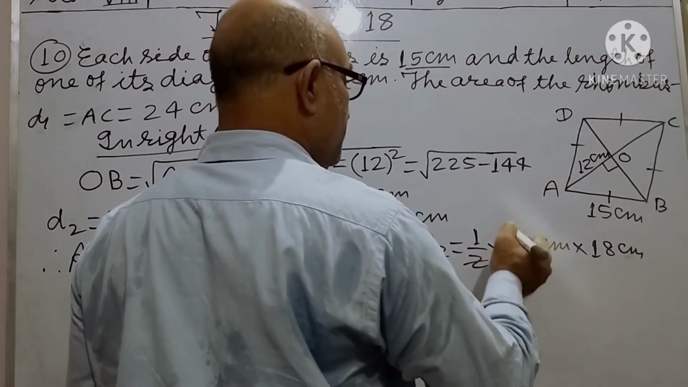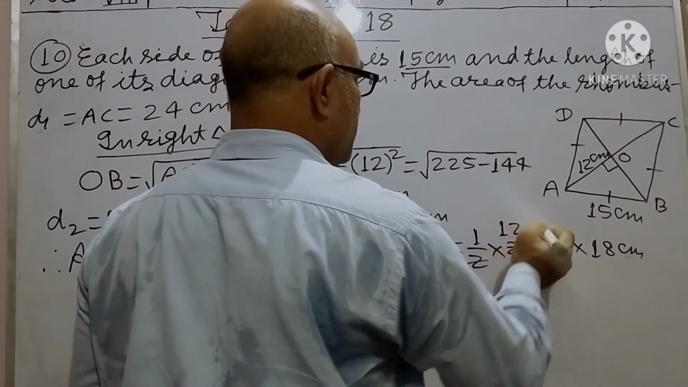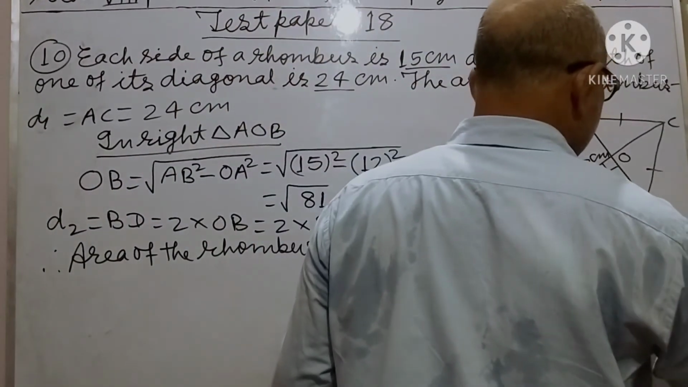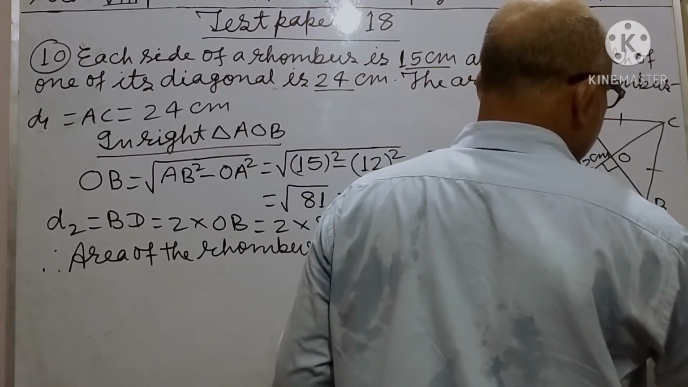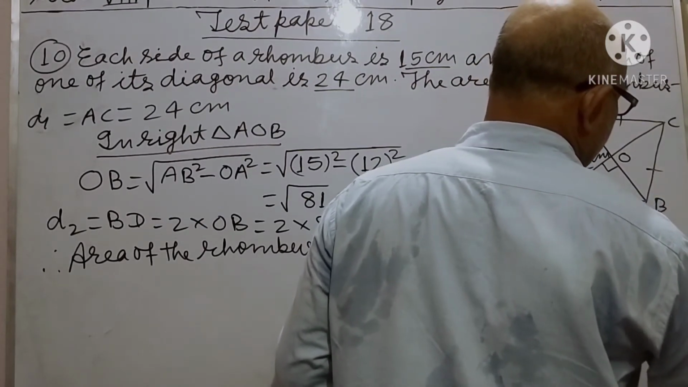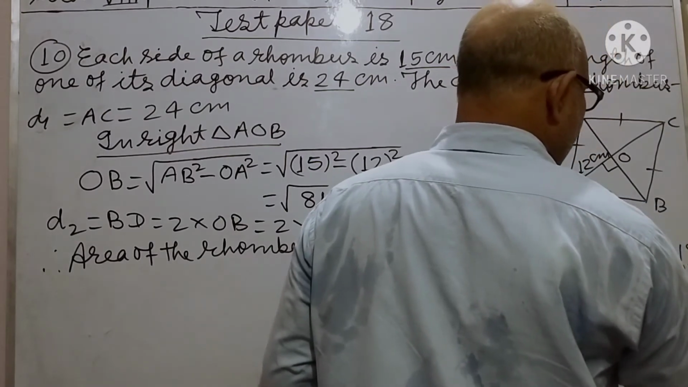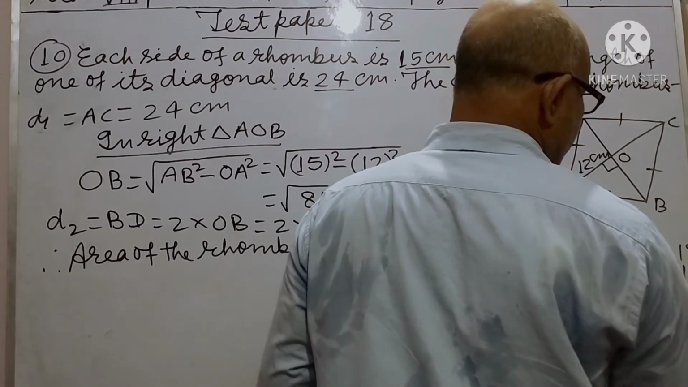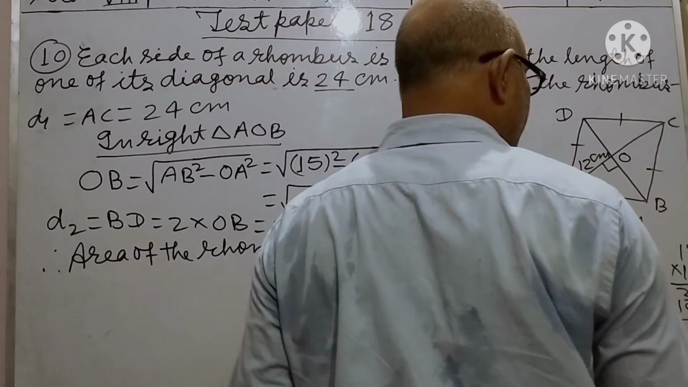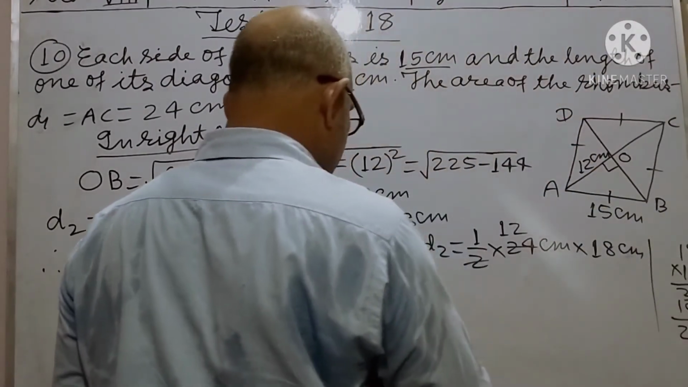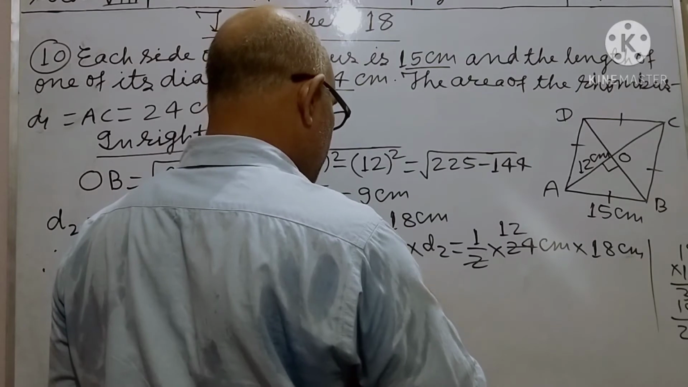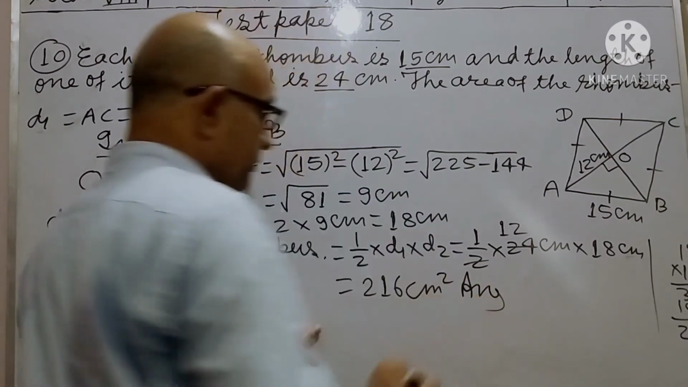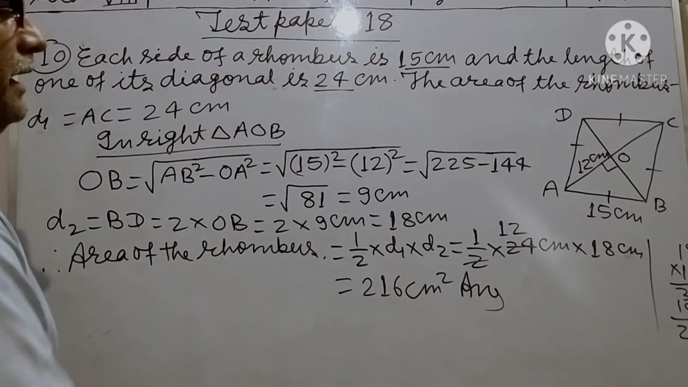Divided by 2, 12. So multiply 18 by 12. 2 eights are 16, and 1 eight is 8, 6, 8 plus 3, 11, 1 carry 1, 1 2. So 216 cm square, answer of this question. Students, understand and write it.